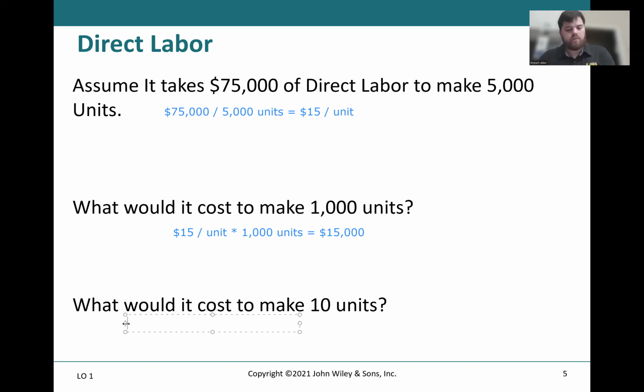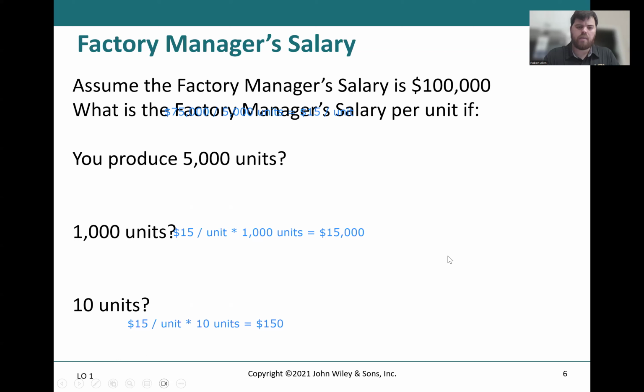Now, the next thing we're going to do is we're going to take our $15 per unit times 10 units, and we'll see that this comes out to be $150 in total. We'll go ahead and move to the next slide, and we'll clear out the drawings from this one.